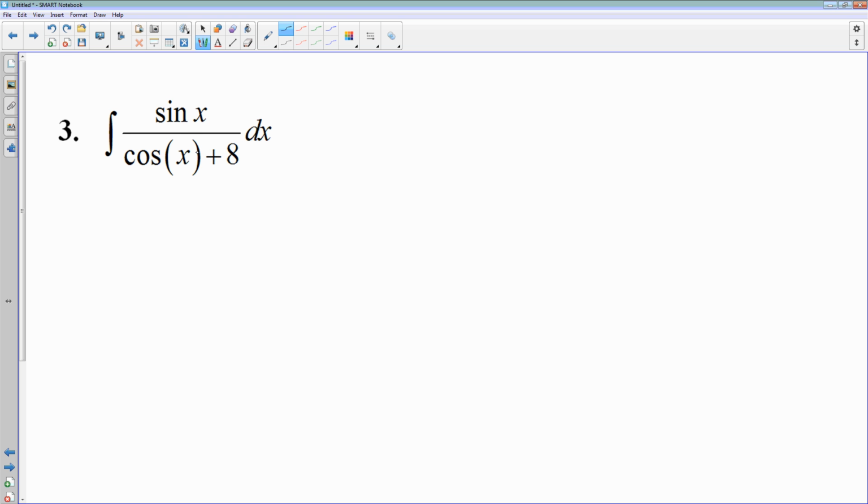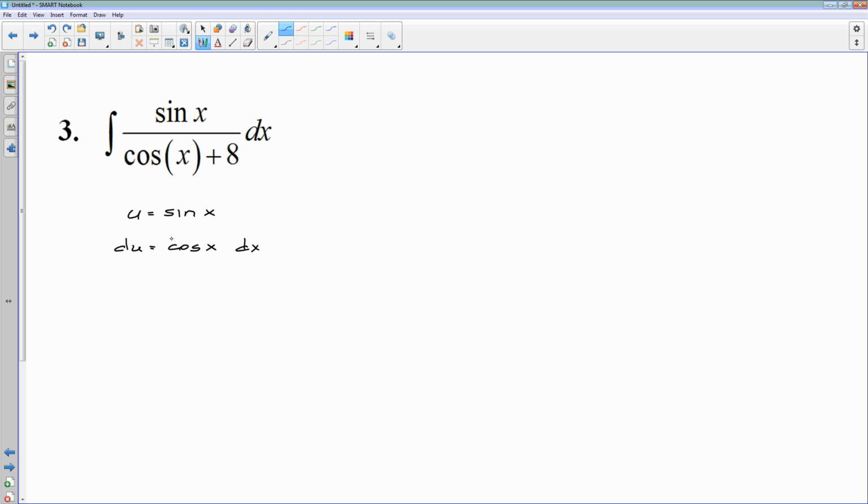Sine x over cosine x plus 8. Okay, we've got to pick a u and a u prime. This is not an easy antiderivative that I recognize. Now this one can be tricky because I see a sine and I see a cosine, and I know that if I tried to let u be sine x, the derivative of u would be cosine x dx.